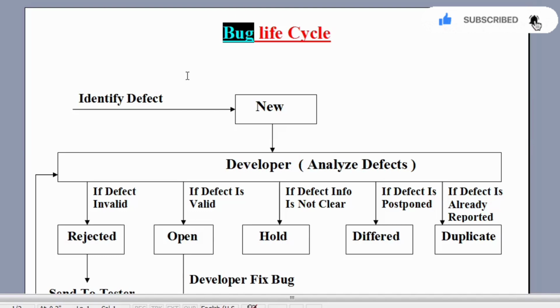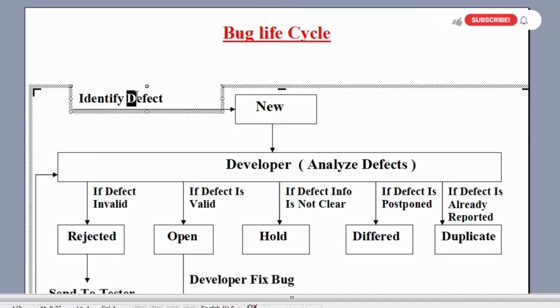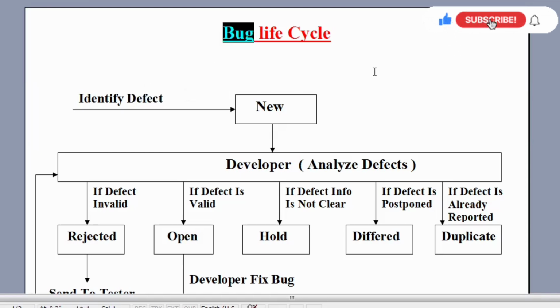Right. Now, who will identify the defect? As a QA engineer, we need to identify the defect. I mean, in your test case, if the expected value and actual value are mismatched, then we can say that is a defect. We need to send the defect to the developer. If the developer accepts the defect, then the defect is called as a bug.